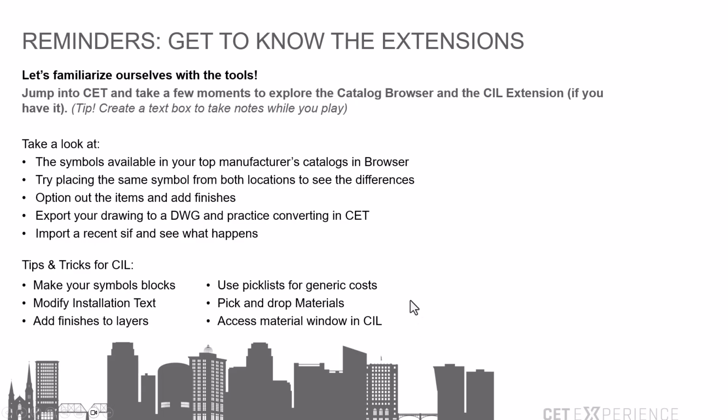Some tips and tricks for using that CIL extension: go ahead and make your symbols blocks or groups. That way they can move together as one piece since they don't have the same snapping action as symbols from extensions. You can modify that installation text as needed. Add those finishes to your layers. You can do that while you're in AutoCAD because now you can import materials with symbols in your AutoCAD import.